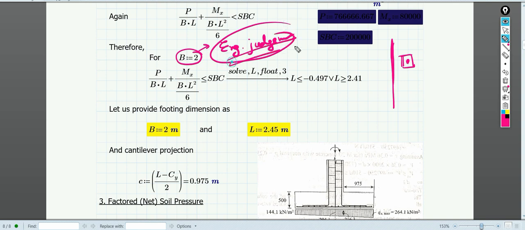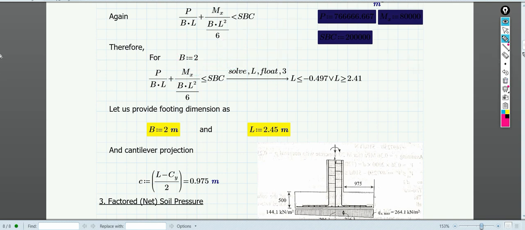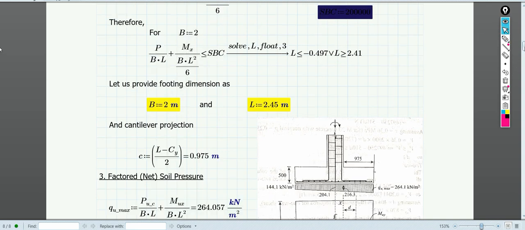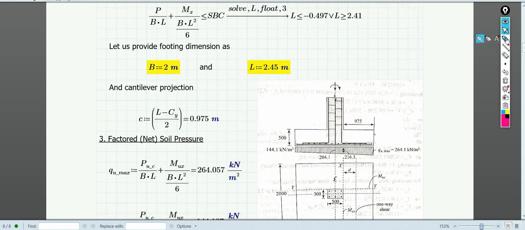Okay, this is how, by using engineering judgment, you have to select the width. Now let's go for the cantilever. This is the width and this is the depth, so this is the figure. What will be the cantilever projection on the longer side? Cantilever projection means from the face of the column to the edge of the footing, where the total length is L, and L is 2.45 meter.